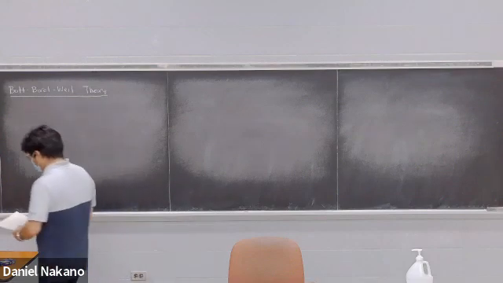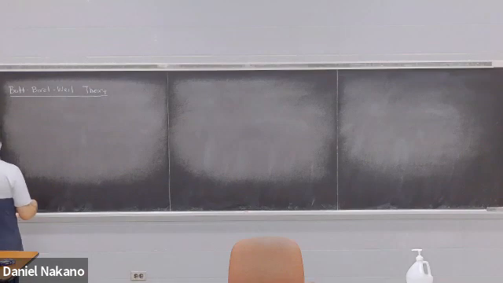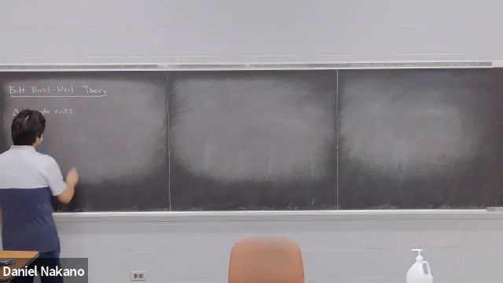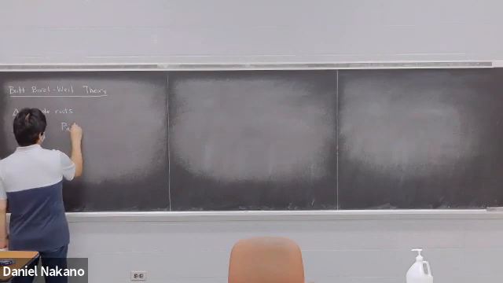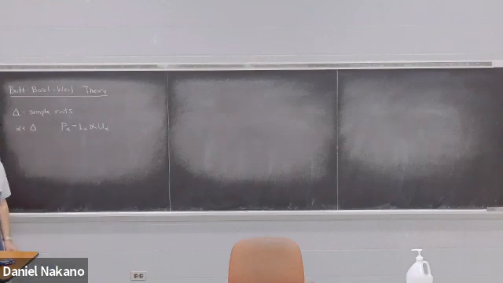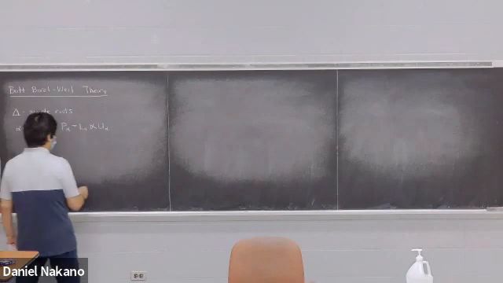So let me recall a few items. Let's say delta is the set of simple roots, and then I pick out an alpha inside of delta. What we can do is form a parabolic subalgebra, P alpha, which is L alpha semi-direct product U alpha. And this is what's called a Levi decomposition.